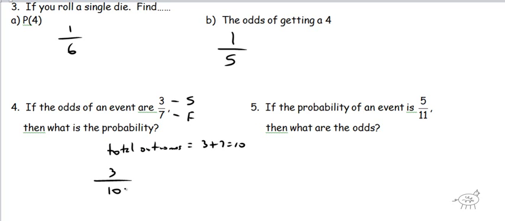Okay? Now if I give you the probability of an event and I ask you for the odds, well, again, think what it is. Number 5 is success and 11 is total outcomes. So to get my failure, I basically do the total minus the success, which of course gives me failure. And when I ask you for the odds, it's success over failure, so it's 5 over 6. Okay? Not too bad.